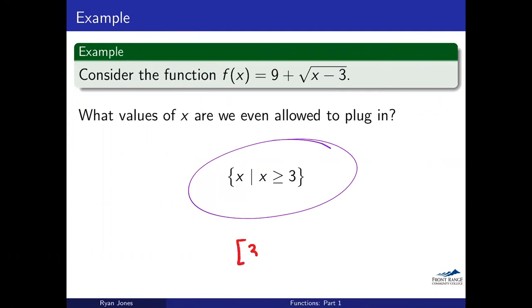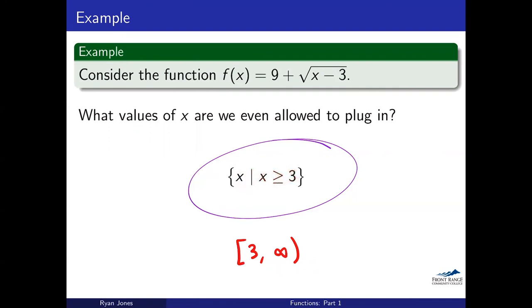If you are familiar with interval notation, you are welcome to use it. I am not going to teach it, but in interval notation, this would be 3 to infinity with a hard bracket on the 3 and a soft parenthesis on the infinity. I'm not going to bother explaining what that is. If you know it, great, you can use it, and I'll totally accept that. But in this case, we are plugging in any x such that x is greater than or equal to 3.